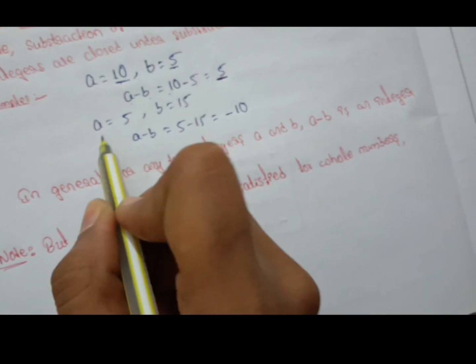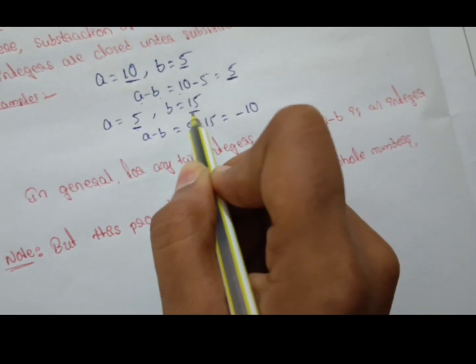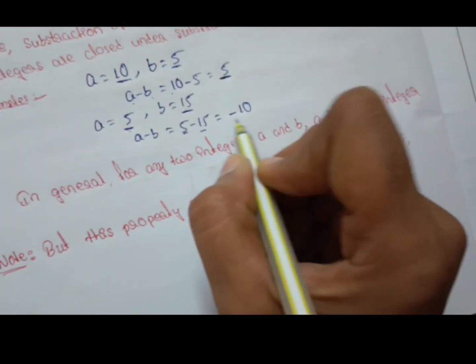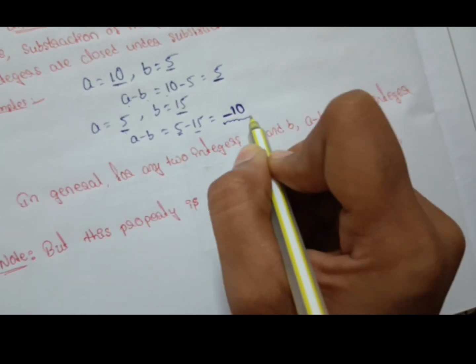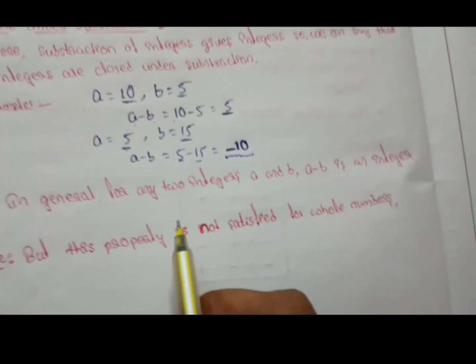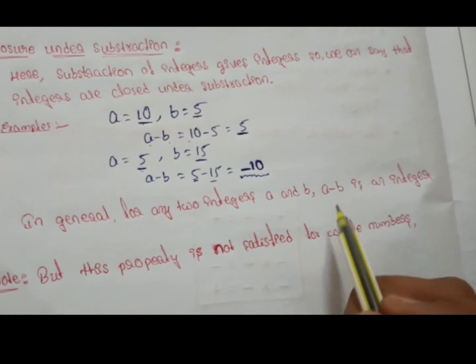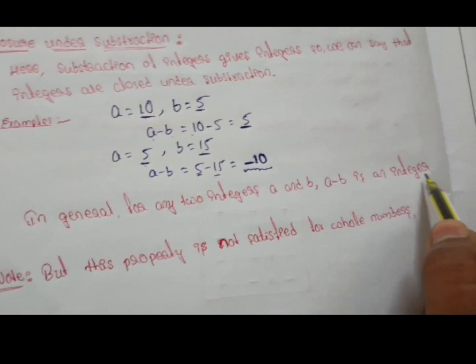Here also check, a is equal to 5, b is equal to 15. 5 minus 15, we will get again an integer. This is a negative integer. We will get again an integer. So in general, for any two integers a and b, a minus b is also an integer.